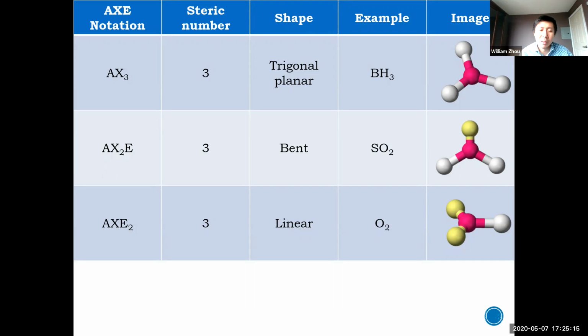Okay, so what if one of them is a lone pair with only 2 bonds? That will be AX2E. Okay, they're in the same family as AX3 because they have a steric number of 3. But the shape is not trigonal planar. The shape of the molecule would be bent because you cannot see electrons.